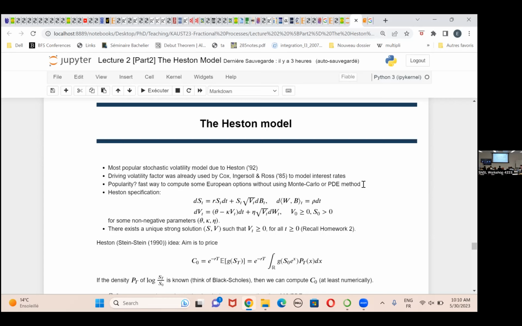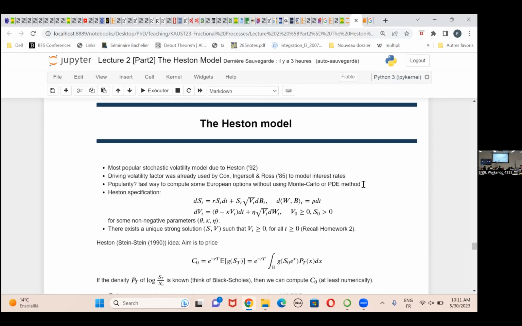Okay, which means that if you have access to the characteristic function, which you can see as the Fourier transform of the density, right? So you have the density of the log price, which means that if you want to compute expectations of the log price, by Fourier inversion of the characteristic function, you get access to the density. Okay, and you can compute quantities, right? So any expectation with respect to S, if I know the density, I can compute it by numerical integration.